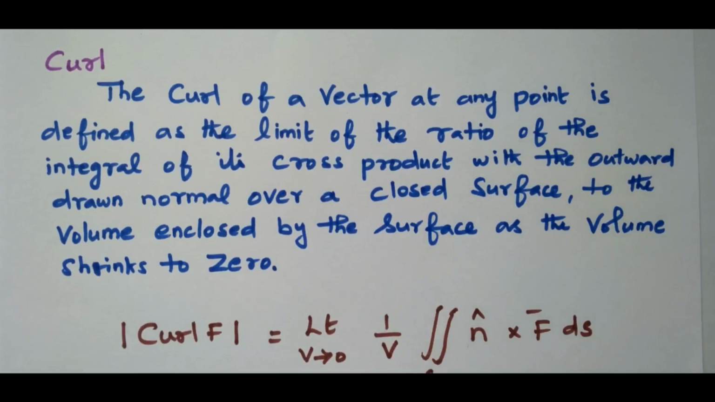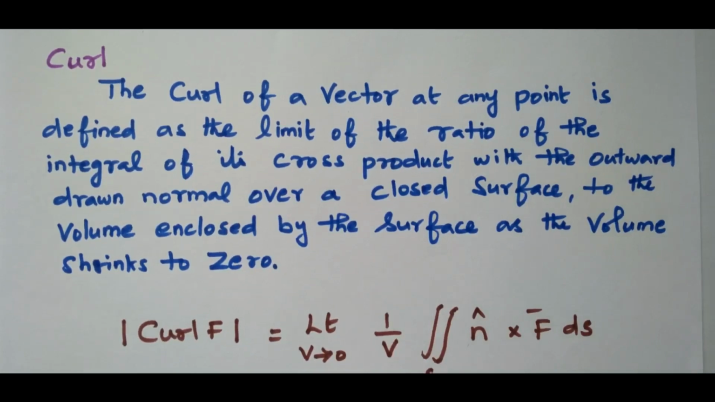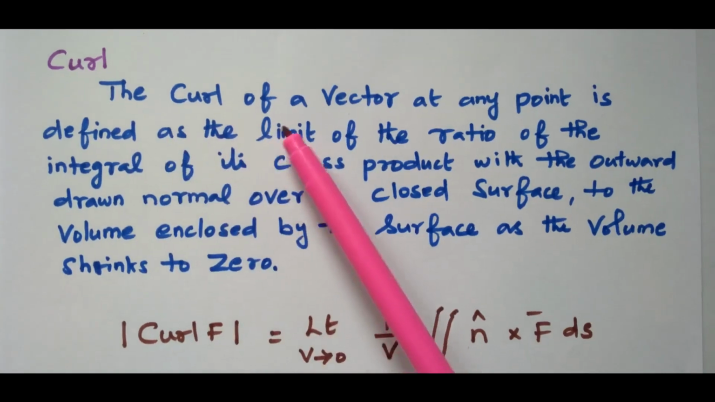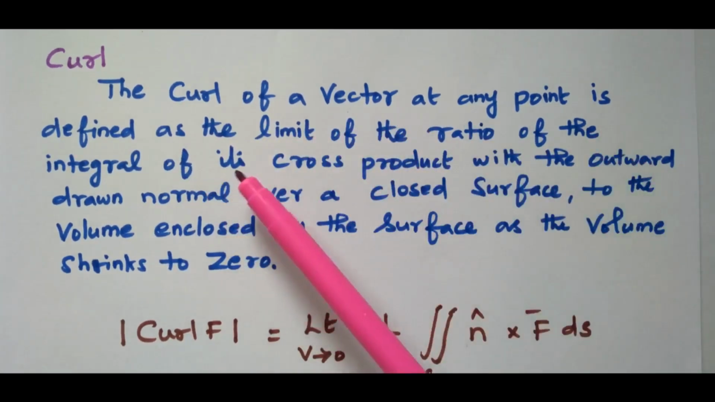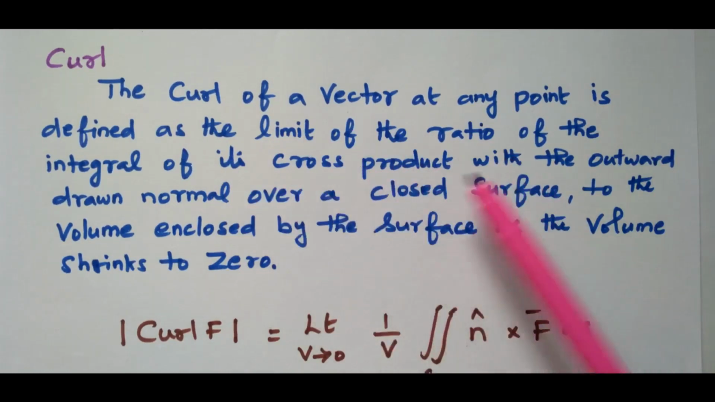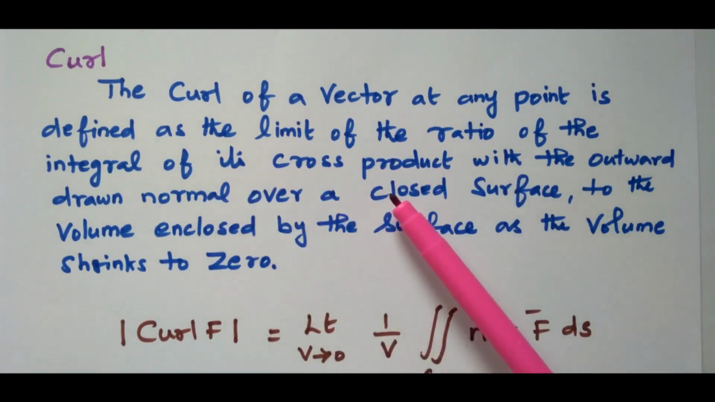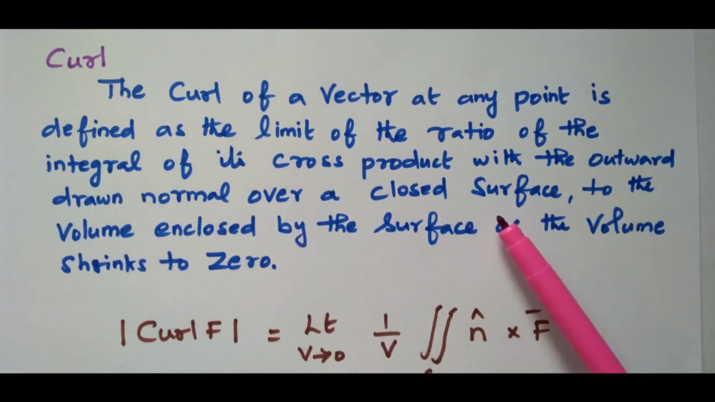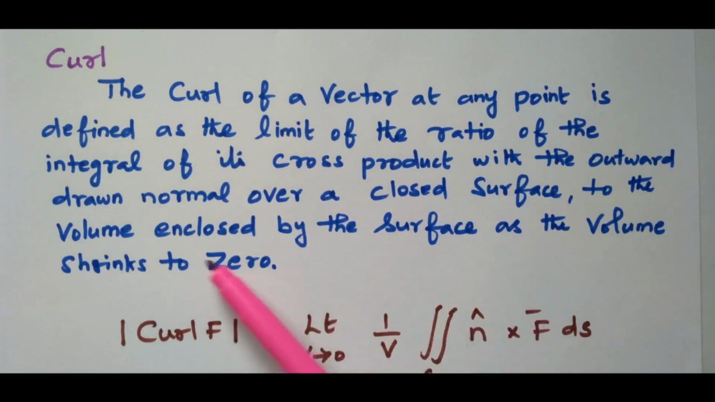Welcome viewers. In this video, we'll see the definition of curl and the Stokes theorem, statement and proof. First we'll see the curl. The curl of a vector at any point is defined as the limit of the ratio of the integral of its cross product with the outward drawn normal over a closed surface to the volume enclosed by the surface, as the volume tends to 0.